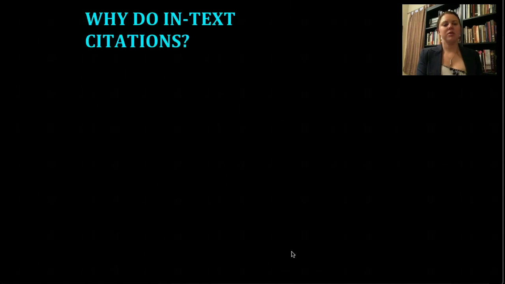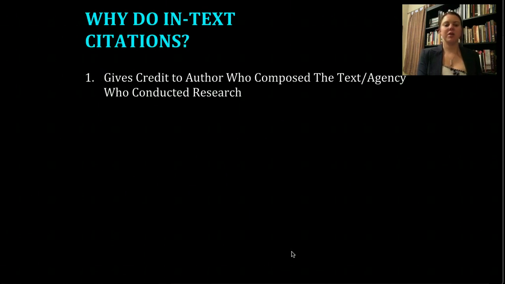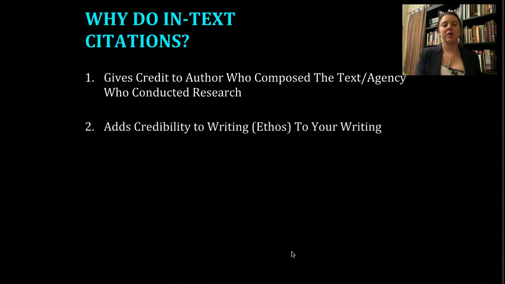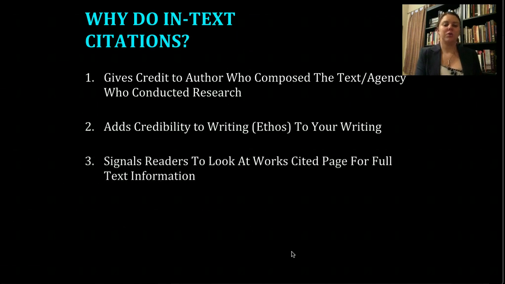Okay, so why do in-text citations? First off, they give credit to the author who composed the text or the agency who conducted the research. Next, it adds credibility to your writing, okay? In other words, it adds ethos. This is really important. You want to be able to back up what you're doing or what you're arguing. Third, it signals readers to look at the Works Cited page for full text information. Your in-text citations do not include everything about your article.